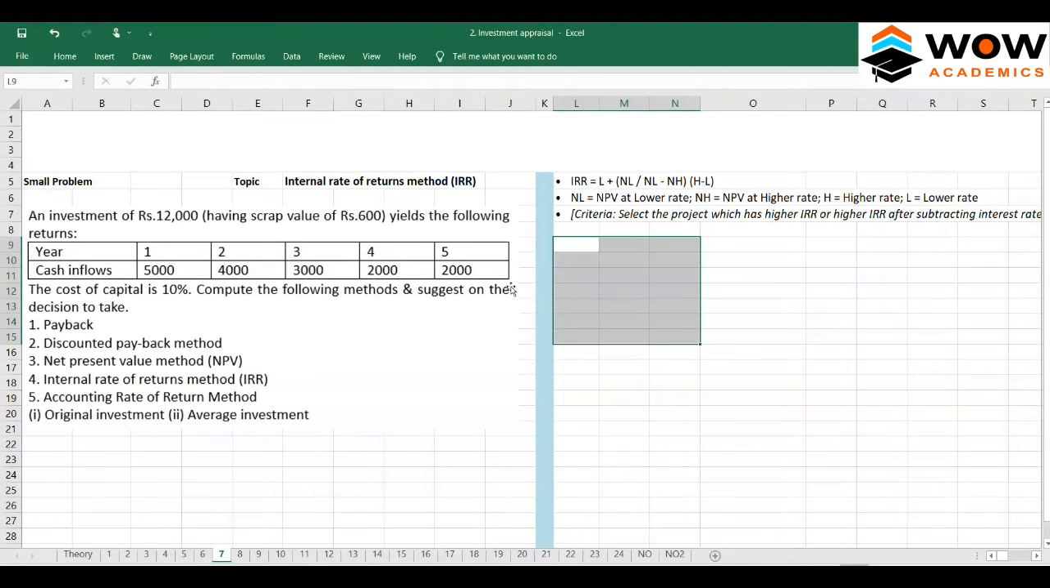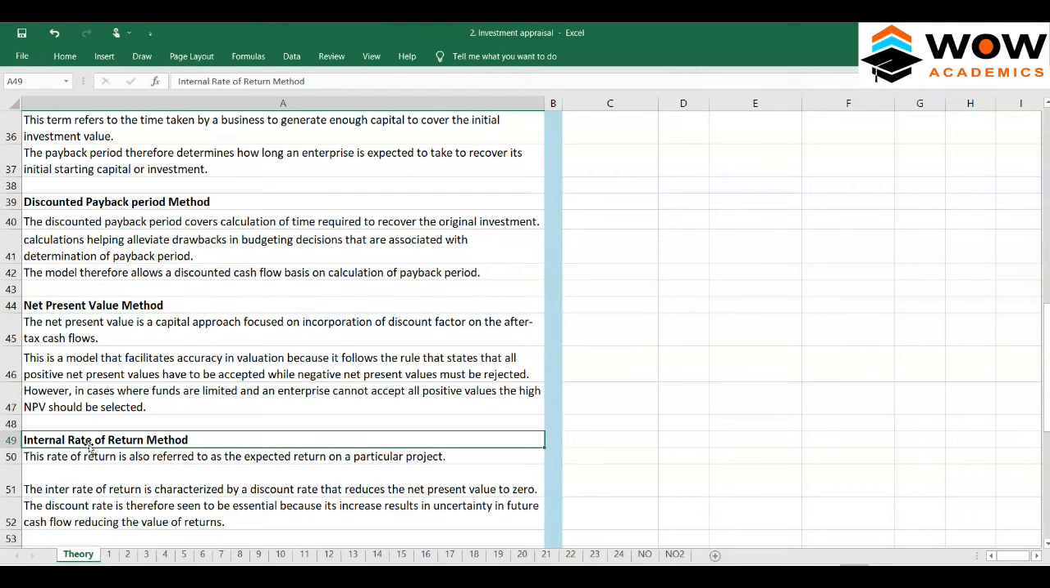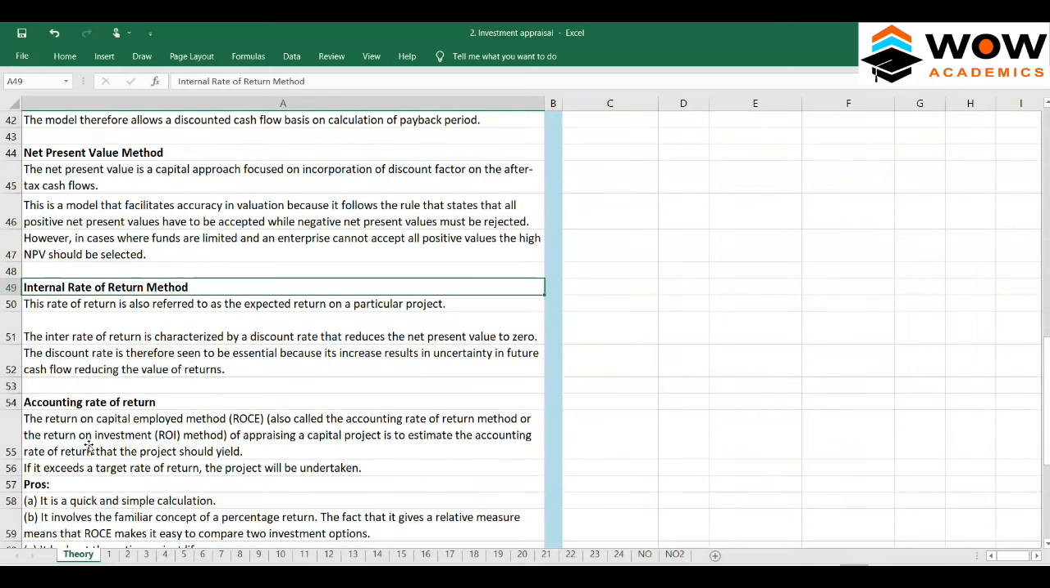So the next sum is an IRR sum. First we'll see the theory for IRR and then we'll start with the problem. So if you look here, the internal rate of return, that is what IRR full form is. This rate of return is also referred to as expected return on a particular project. It is something like profitability, but we should not say it is profitability there.